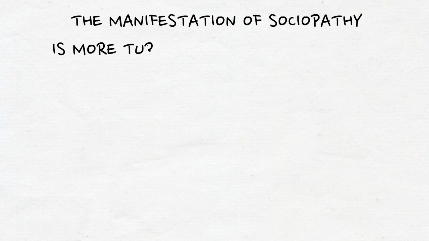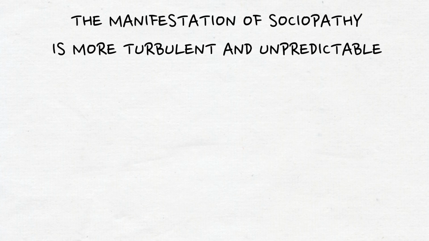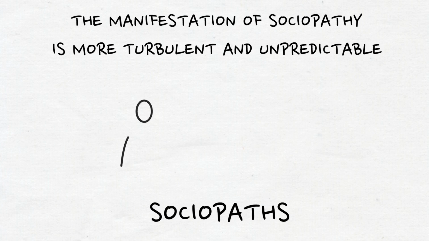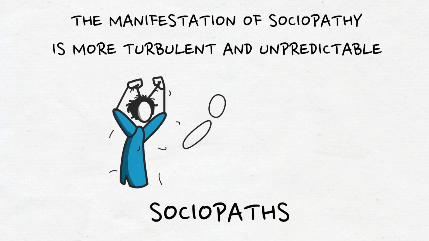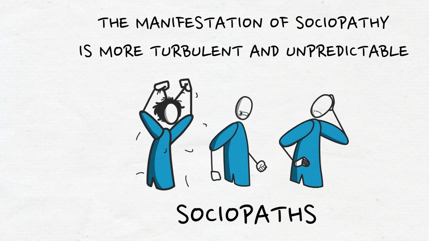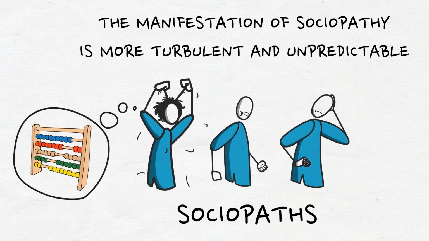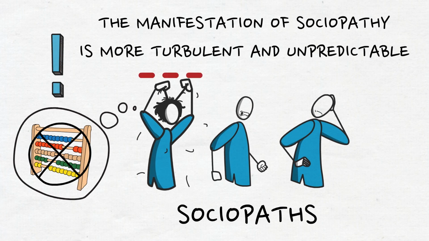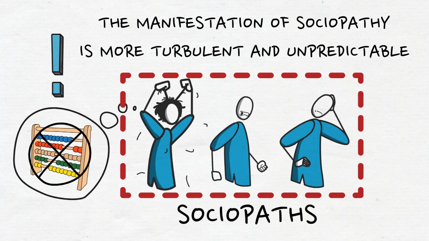The manifestation of sociopathy, on the other hand, is more turbulent and unpredictable. Sociopaths may struggle with emotional instability, impulsivity, and the ability to conform to societal norms. Their actions are less calculated than those of their psychopathic counterparts because the outbursts of anger or aggression that define their behavior frequently result from a volatile blend of emotions.